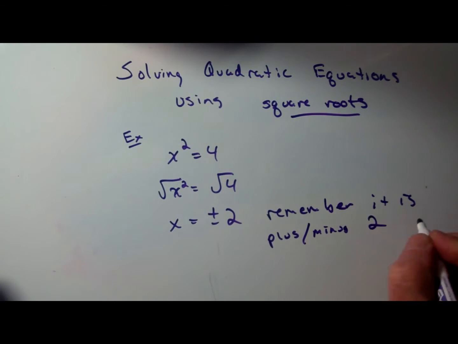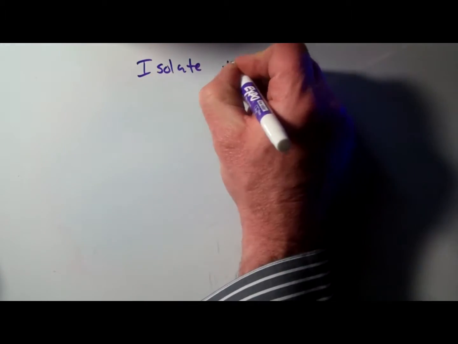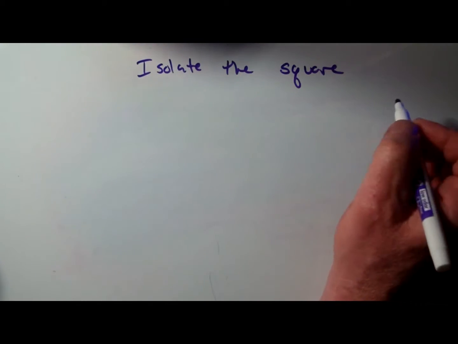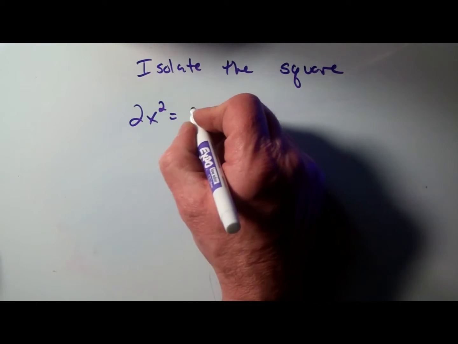Remember, it is plus or minus 2. When you take the square root, you get plus or minus. What you need to do is isolate the square. What that means is you need to get the square by itself.